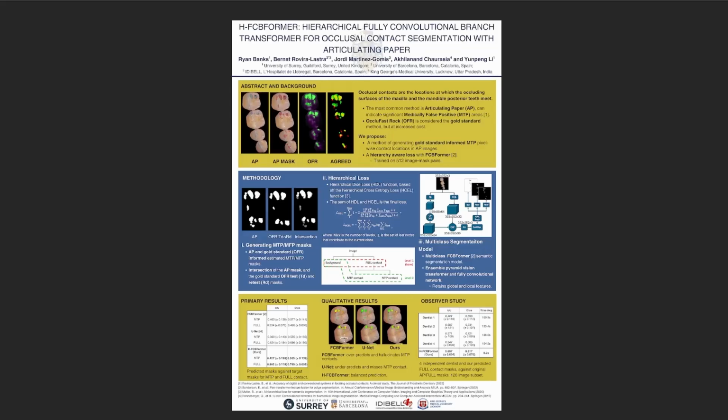Now, our results show that our model consistently outperforms UNet and the non-hierarchical multi-class version of FCBFormer for both medically true positive detection and full contact detection. Qualitatively, multi-class FCBFormer often overpredicts and hallucinates medically true positive contacts. UNet underpredicts the contact areas and sometimes misses contacts, while our method has more balanced prediction but still underpredicts contact areas and infrequently hallucinates or misses contacts.